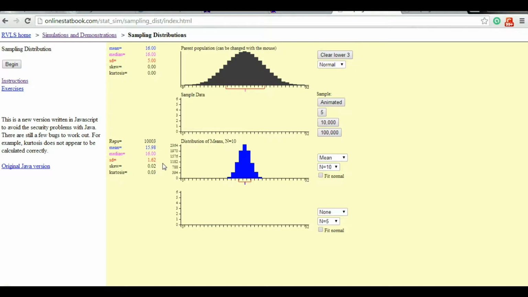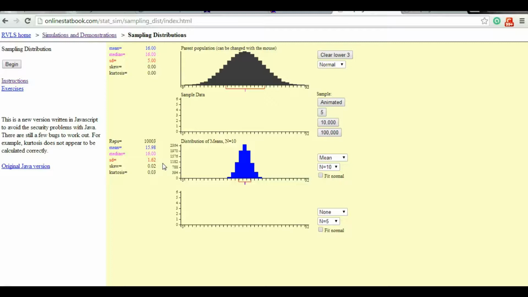It's centered at the same spot. Okay, the mean here is 16. The mean of our sample distribution is approximately 16. Okay. But what else happened? Well, you'd say the shape is the same, though it has less variation. Compared to our distribution with samples of 5, it has less variation.